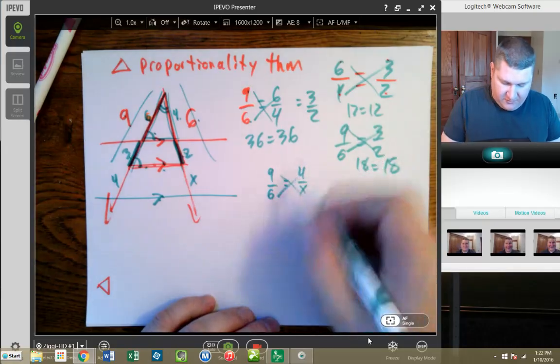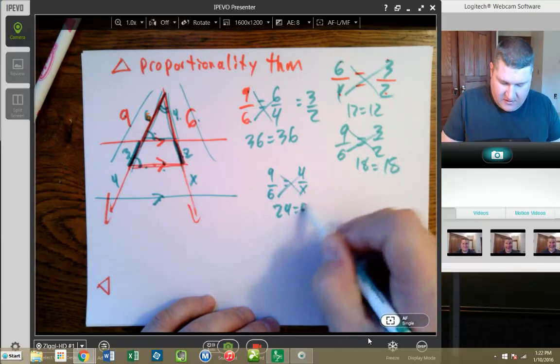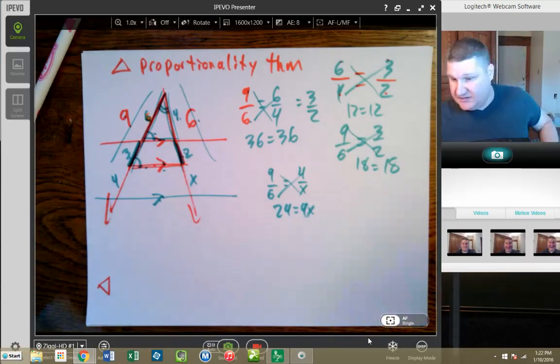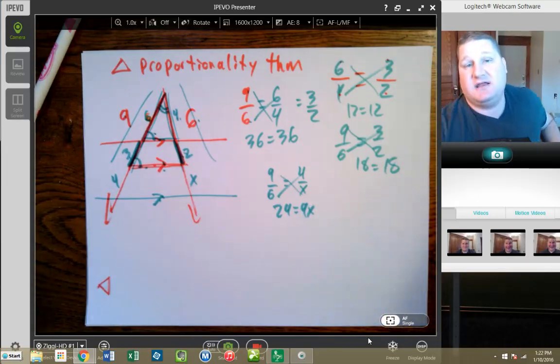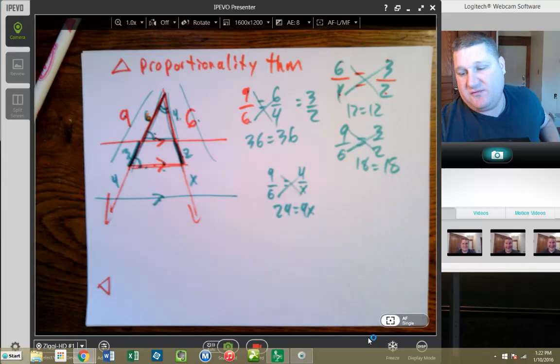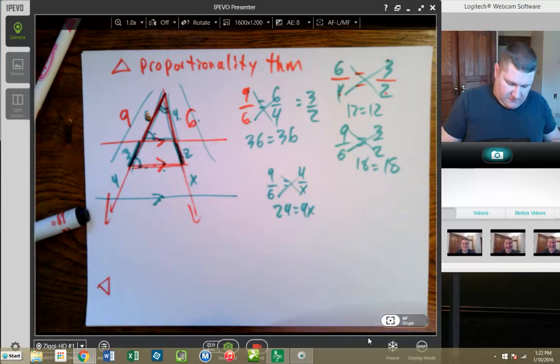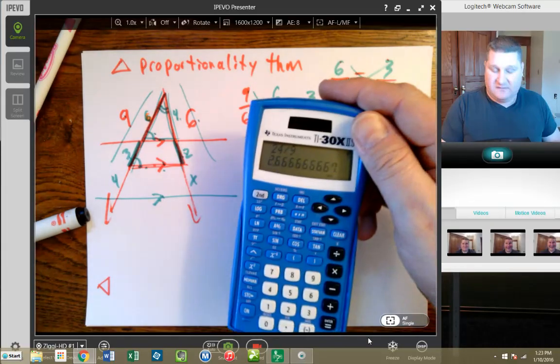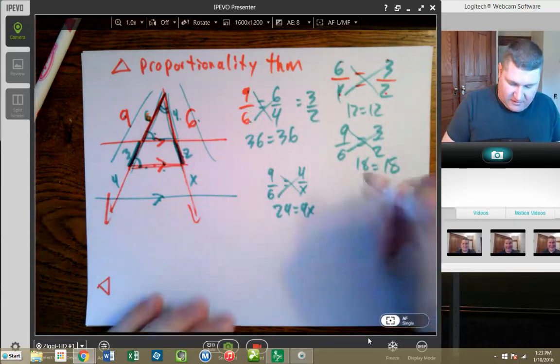And I come up with, well, let's see here, that's 24 equals 9x. Well, I don't know what that is off the top of my head, but I can grab a handy dandy calculator, and I bet you we'll find out. And so I take, clear, 24 divided by 9, answer is 2.666666. Okay, we say, well, I don't like that one.